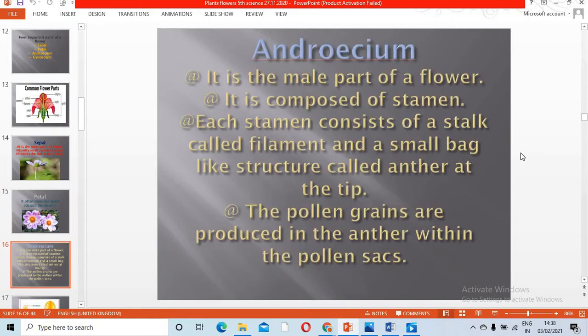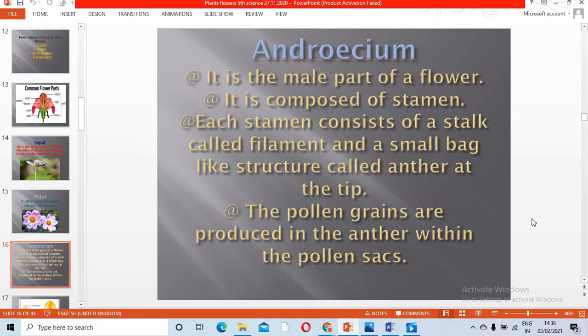Now the next one, the male reproductive part, the androecium. It is the male part of the flower. It is composed of stamens. Each stamen consists of a stalk-like structure called the filament and a small bag-like structure called the anther at the tip. The pollen grains are produced in the anther within the pollen sac. Sometimes when you touch a flower, you will see some powdery material sticking to your fingers.